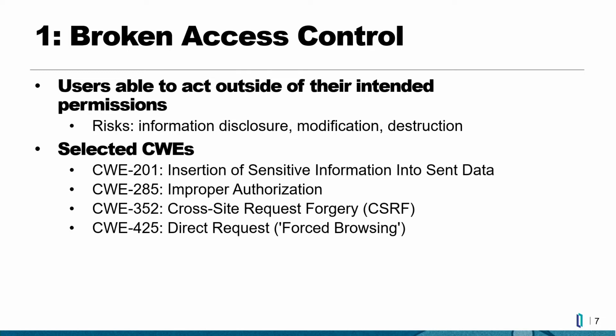A few of the weaknesses associated with this. The first one is the insertion of sensitive information into sent data. For this one, think about the error messages you're giving in your API endpoints or your pages. Does it include like a stack trace, a verbose detailed error message? And is that revealing something that really shouldn't be revealed to a user?